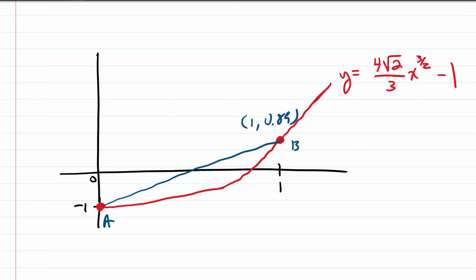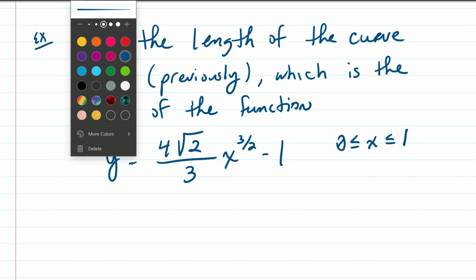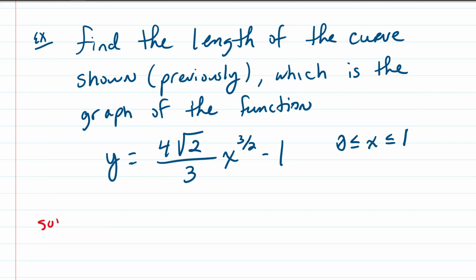All right, so let's take a look at our example that will relate back to this sketch and diagram. It says to find the length of the curve shown in the previous diagram, which is the graph of the function y equals 4 times the square root of 2 over 3 times x to the 3/2 power minus 1, from the interval 0 to 1. Let's go ahead and take a look at how we can solve this.